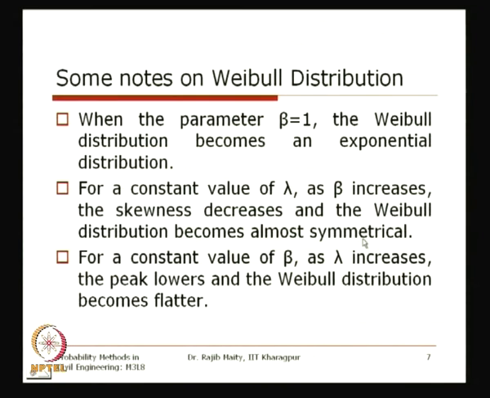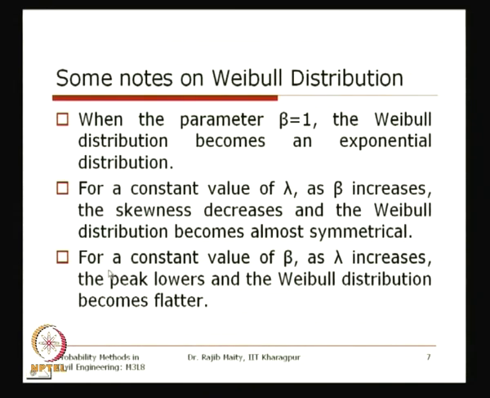This is important in the sense that when we need to model some random variable which is symmetrical as well as lower bounded by 0, then the Weibull distribution may be a suitable choice, because if beta is high, the Weibull distribution becomes symmetrical. We will see how it changes for different values of beta.